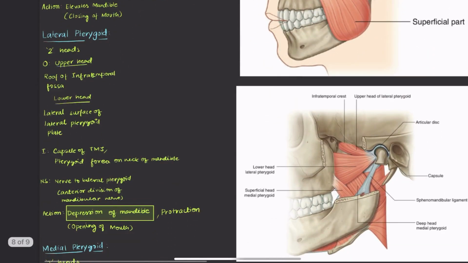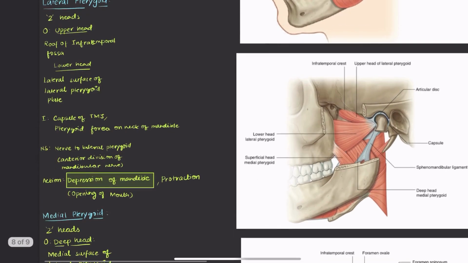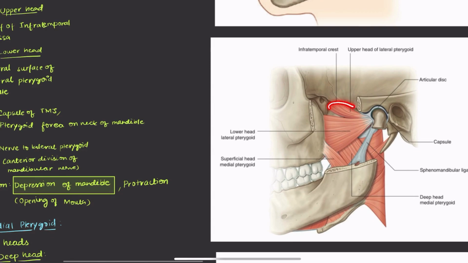Moving on to lateral pterygoid. The lateral pterygoid has two heads. One is the upper head, the other one is the lower head. The upper head is going to originate from the roof of the infratemporal fossa, while the lower head originates from the lateral surface of the lateral pterygoid plate. Both of these are going to insert into the capsule of the temporomandibular joint and also into the pterygoid fovea in the neck of the mandible.